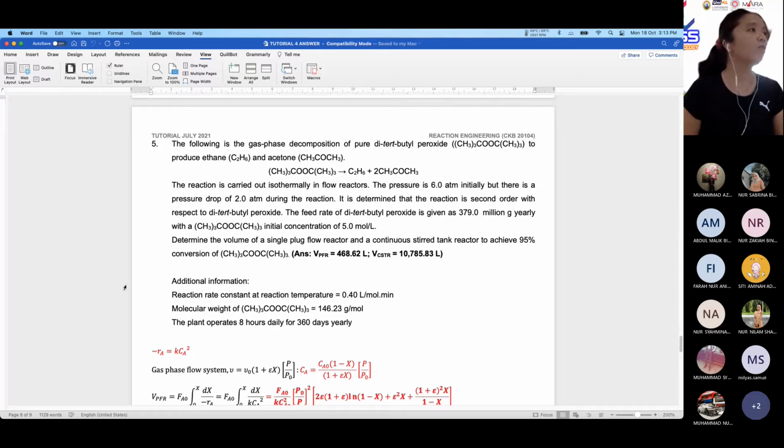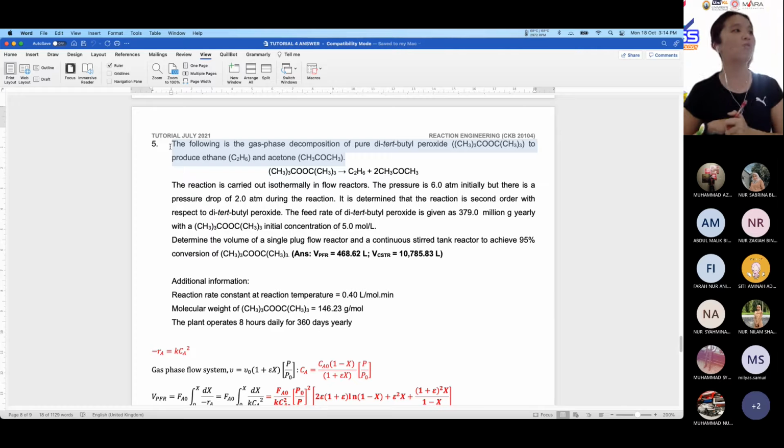Okay, the following is the gas phase decompositions of pure diethyl butyl peroxide to produce ethane and acetone. So imagine this is, I would say, an artificial reaction to produce ethane and acetone, of which they just decompose pure diethyl butyl peroxide. So even from the very first sentence, kamu ada banyak information yang kamu dah boleh guna dalam calculation.